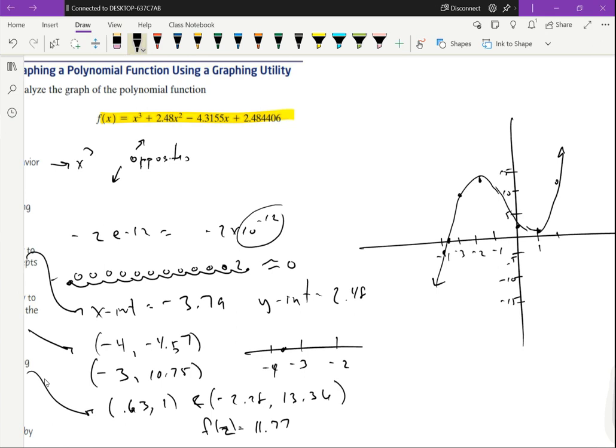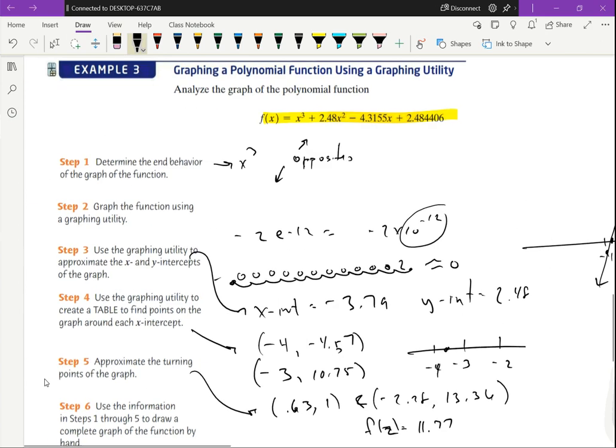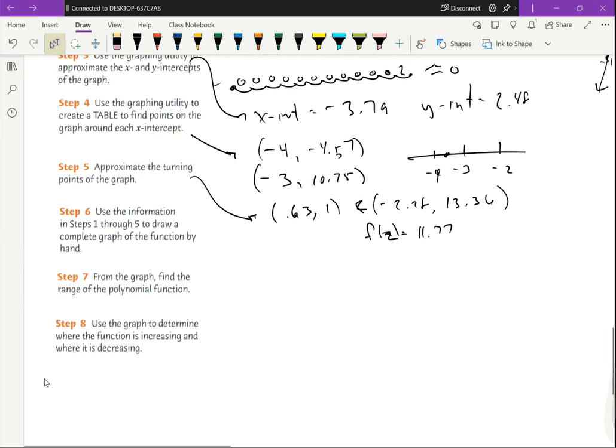Nice little graph. You will be asked to do this on some of the concept checks, being able to graph a function with the help of the graphing utility, the graphing calculator, but then do those by hand. Now, the follow-up question on this one is number 8. Use a graph to determine when the function is increasing and decreasing.